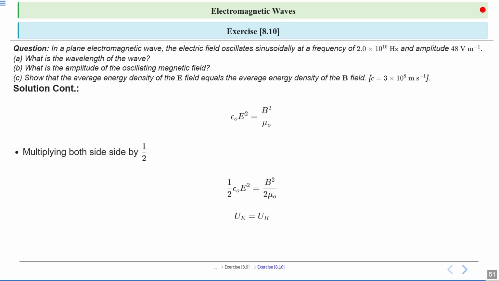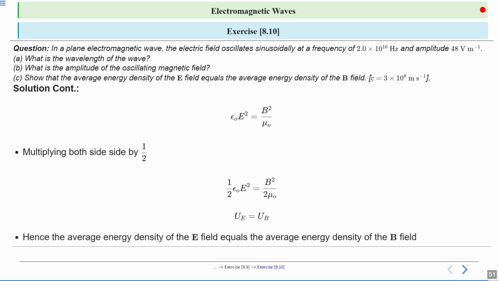So half epsilon naught E square is the energy density associated with the electric field, and B square upon 2 mu naught is the energy density associated with the magnetic field. So they are equal. We have proved it. Hence the average energy density of the electric field equals the average energy density of the magnetic field. That is what was asked in the question.